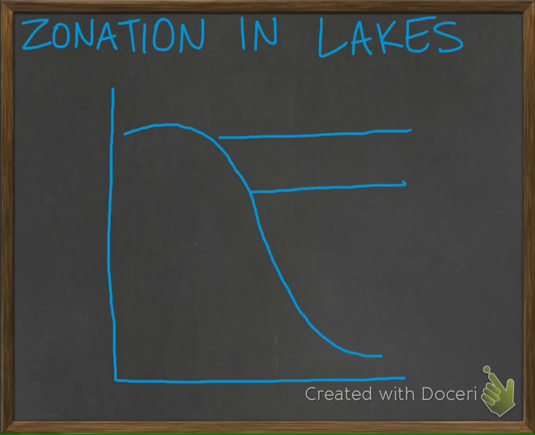several zones here. But let's do, this area is the photic zone. And the photic zone is anywhere there is light. So light can penetrate down to a certain level, whatever that level is, the photic zone. Then you have the aphotic zone, which is where the light does not penetrate to.